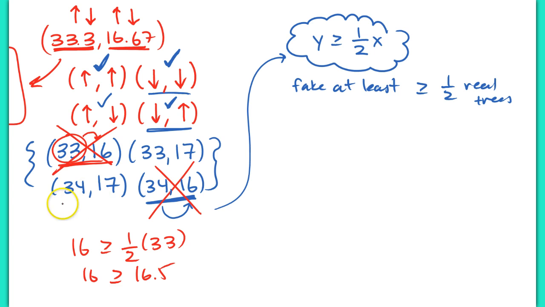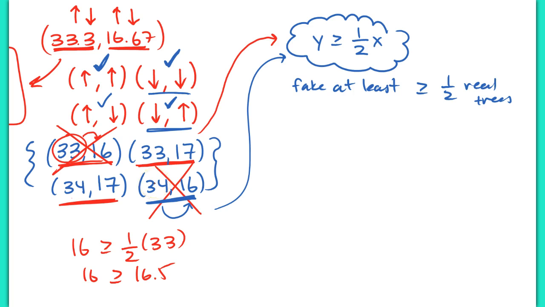Now, this one works because it's exactly double the other, meaning the number of fake here is exactly half of the number of real. And this one also works as well, because this is more than half of the number of real ones. Okay, so this still works. If you were to plug it into this inequality, this does work. Okay, so now it's between these 2 points because we just eliminated the other 2.